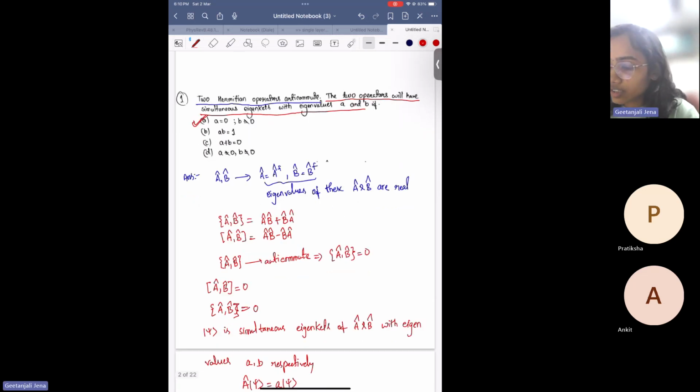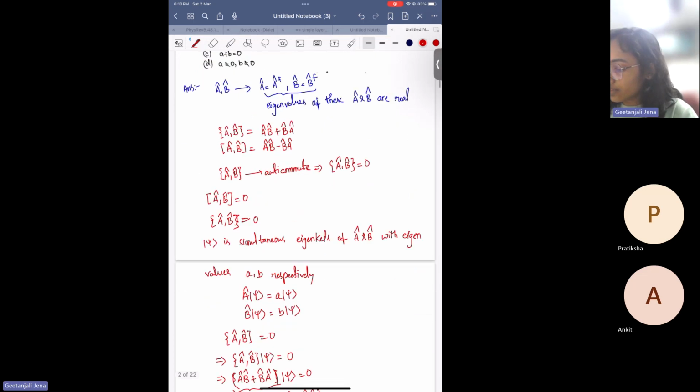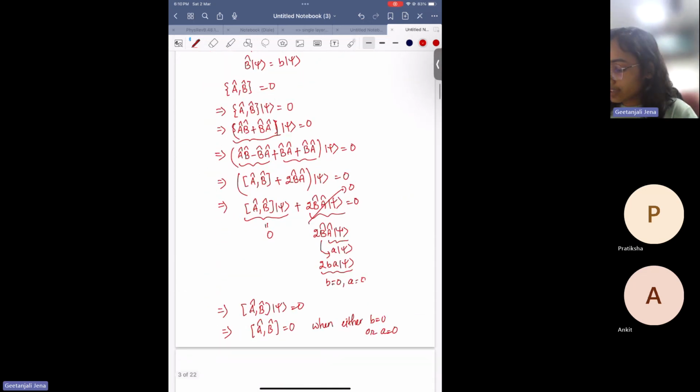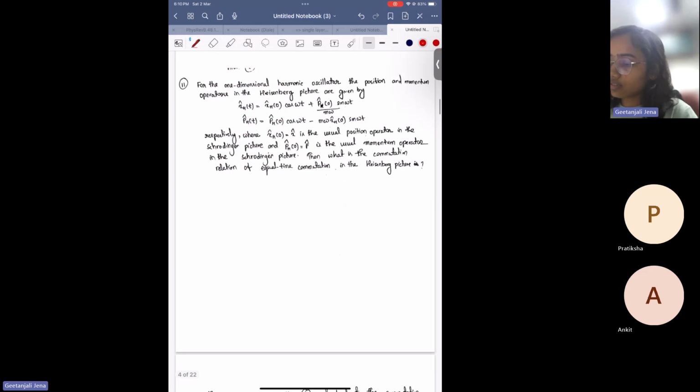Okay. So if two operators anti-commute, then they will also commute with each other when either one of the eigenvalues of these operators is 0. This is the first question. So let's do the second one.